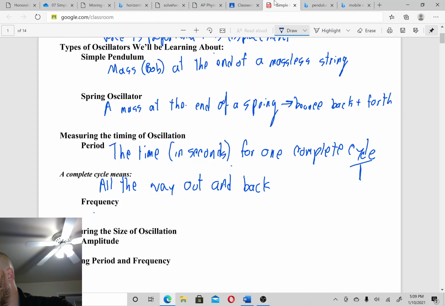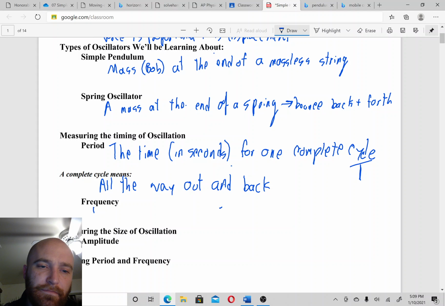I'm sorry, the period is represented with capital T. We've been using time as a T all year long. We use a capital T to show that this is the period. So it's not just any random amount of time, it's this period, the time it takes for one complete cycle.